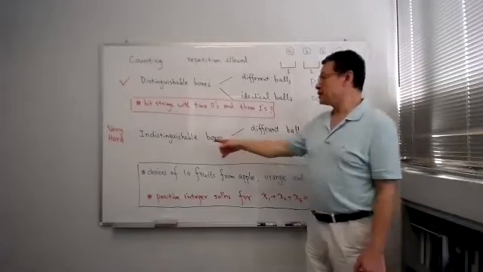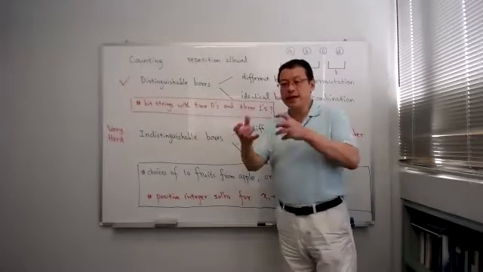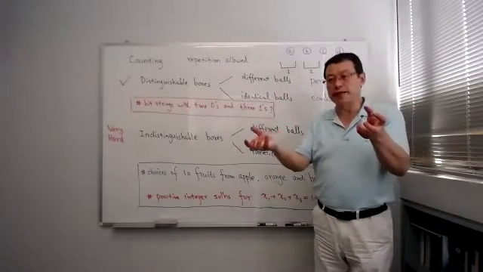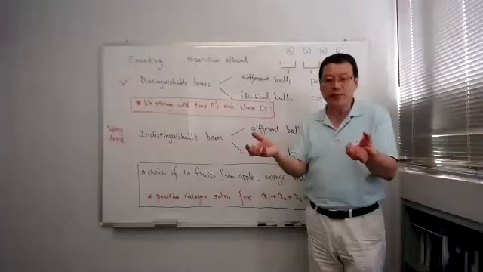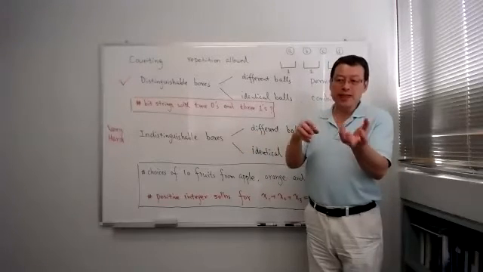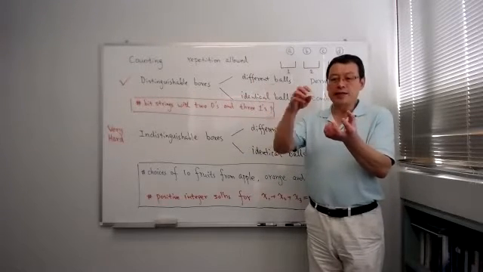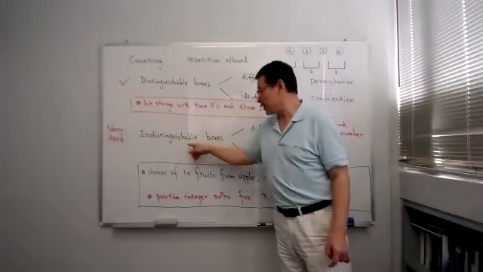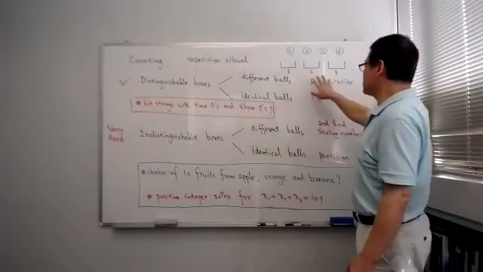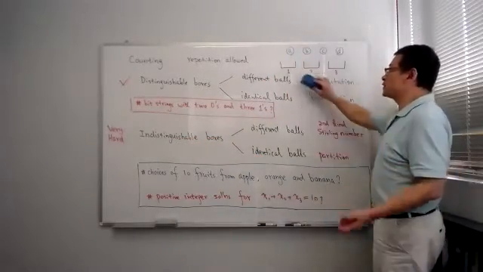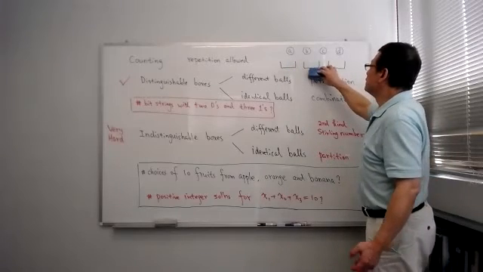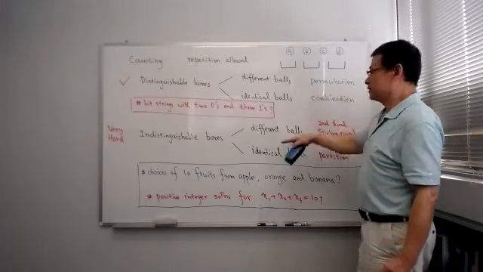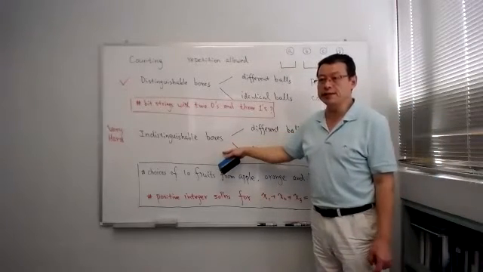And when boxes are not different, we cannot distinguish one box from another. So the boxes do not matter. What matters is the number of objects inside the boxes, or which object is inside a box. That's what we mean by indistinguishable boxes. These boxes will be regarded as the same, so we don't have labels.